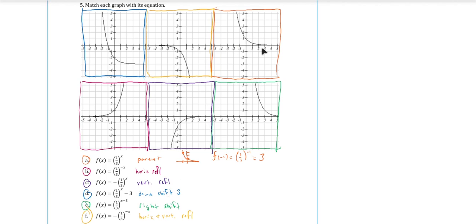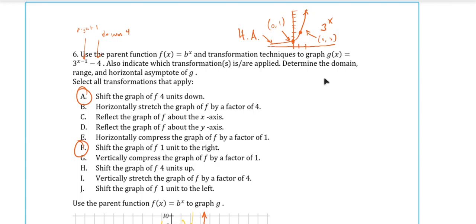Downshifting by 3 will change our horizontal asymptote. It's going to move everything down, including that horizontal asymptote. So here we are. And right shifting is going to take these values and move them over to the right by 3 units. It's easy to see how that goes for (0, 1). It goes to (3, 1). So that's here.